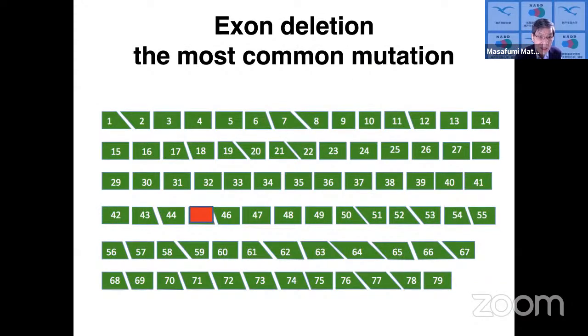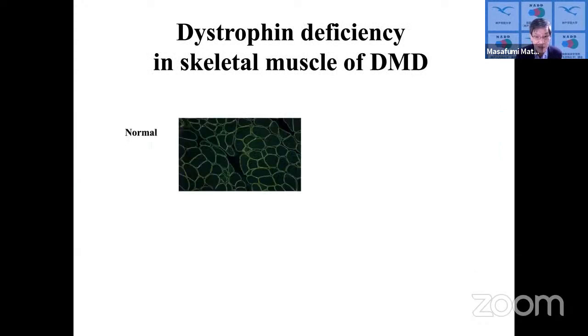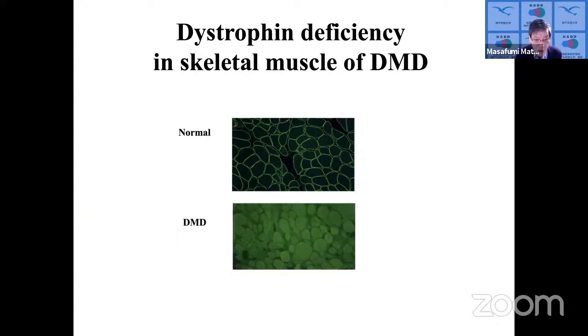We know that exon deletion is the most common mutation in the DMD. For example, this patient has a deletion of exon 45. If exon 45 is deleted, dystrophin deficiency is produced in his skeletal muscle. In normal, dystrophin stands as like this one. You can see green signal along the membrane. This is the normal dystrophin. In contrast, no green signal along the muscle membrane is seen in DMD. So we say DMD is dystrophin deficient disease.